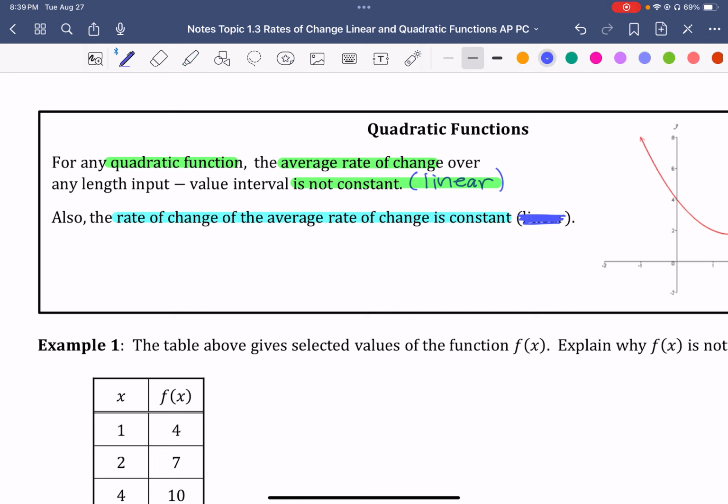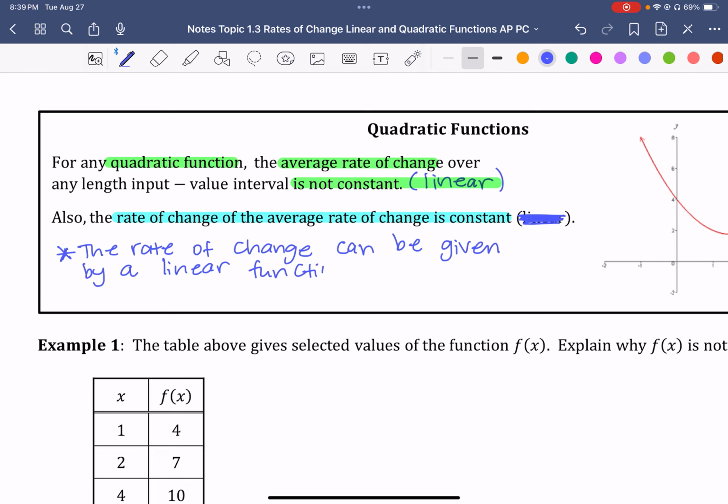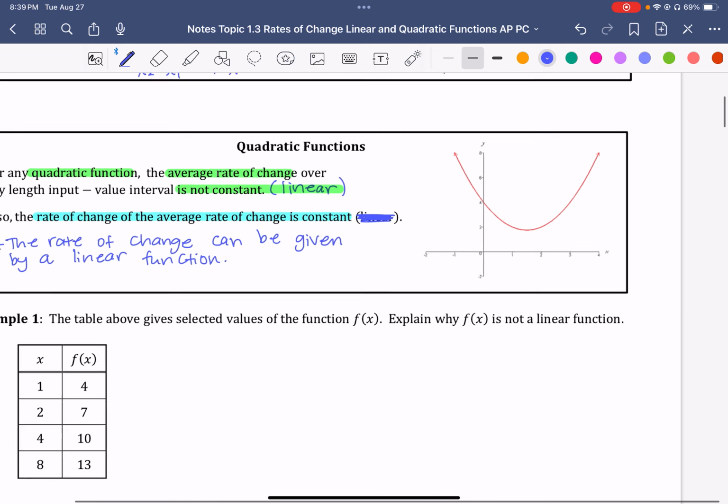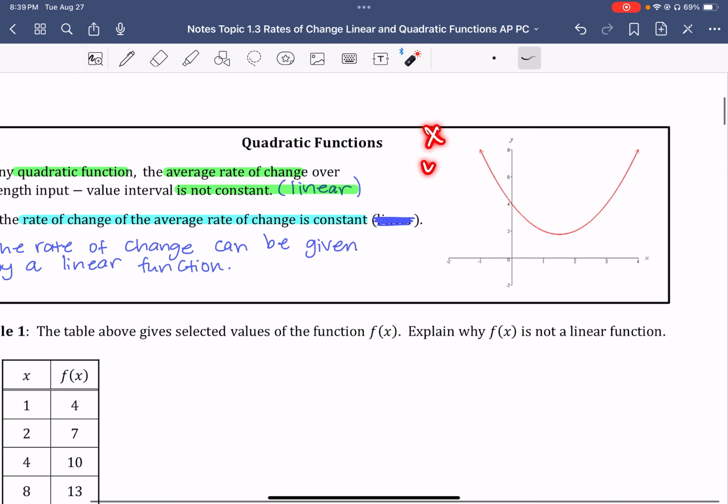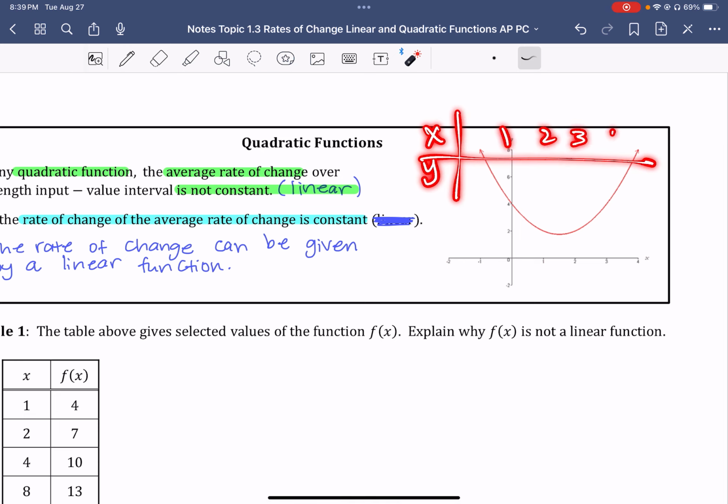Now, sometimes they'll phrase the questions like this, so I'm just going to write this here just in case. They might say, for quadratic functions, the rate of change can be given by a linear function. So let me show you an example of that. Let's say I have my x and y values, just to keep it easy. Let's say 1, 2, 3, 4. And then let's say I have 10, 12, 16, and 22.